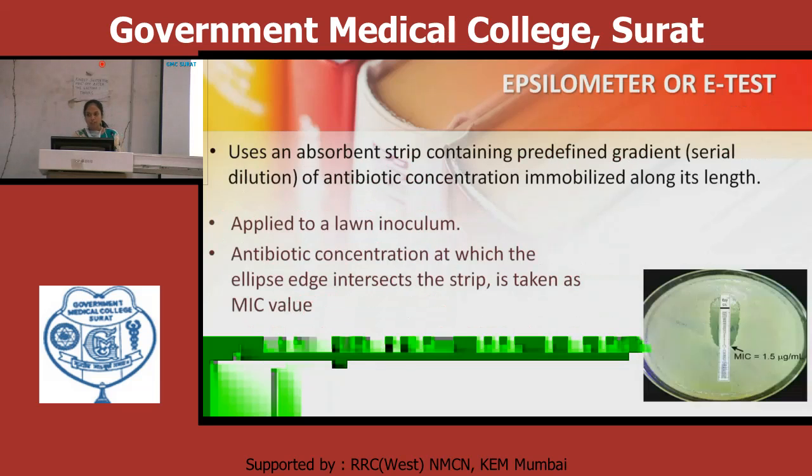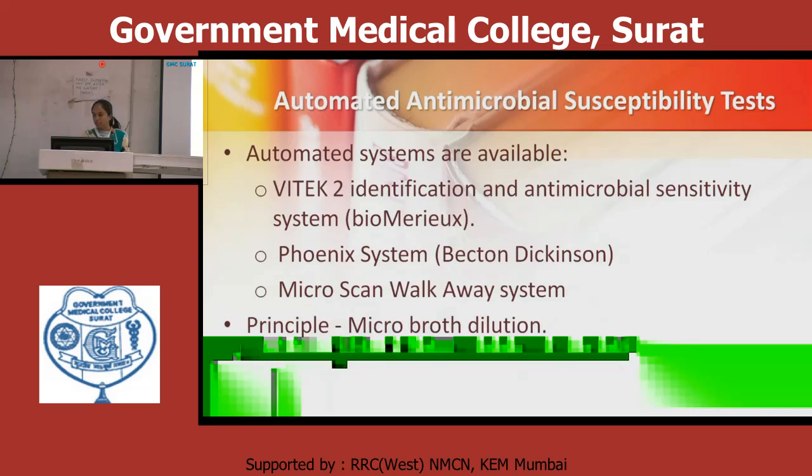Epsilometer E-test uses an absorbent strip containing predefined gradients, a serial dilution of antibiotic concentration immobilized along its length, applied to a lawn inoculum. Antibiotic concentration at which the ellipse edge intersects the strip is taken as the MIC value. In the figure, MIC is 1.5 microgram per ml.